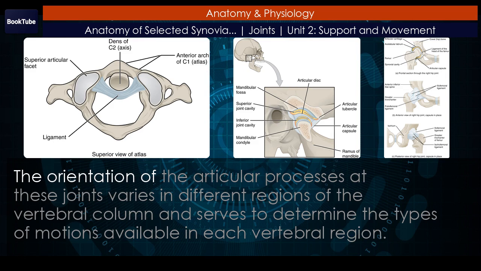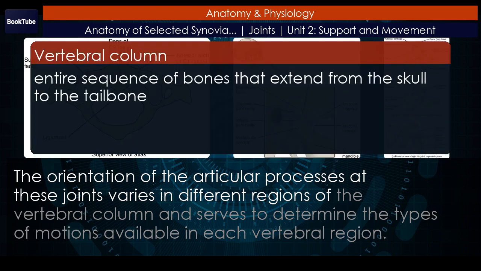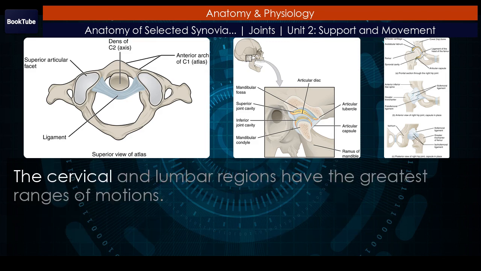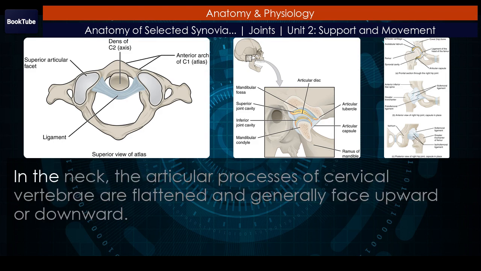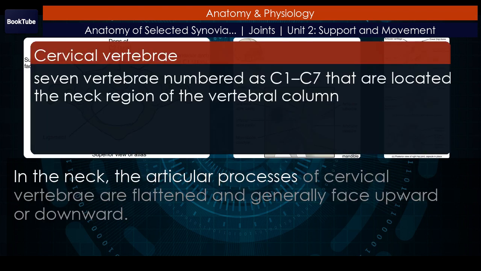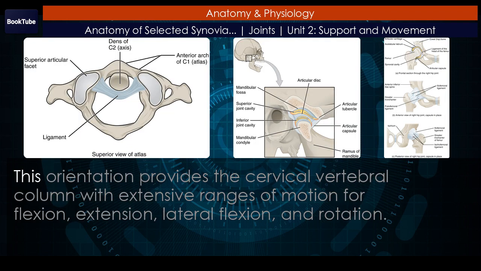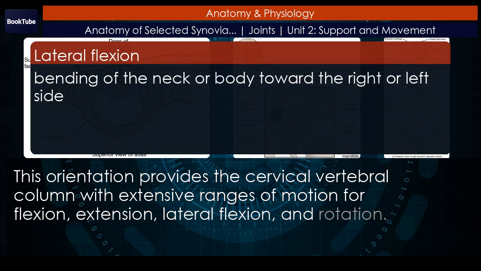The orientation of the articular processes at these joints varies in different regions of the vertebral column and serves to determine the types of motions available in each vertebral region. The cervical and lumbar regions have the greatest ranges of motion. In the neck, the articular processes of cervical vertebrae are flattened and generally face upward or downward. This orientation provides the cervical vertebral column with extensive ranges of motion for flexion, extension, lateral flexion, and rotation.